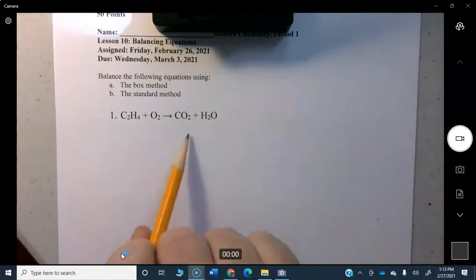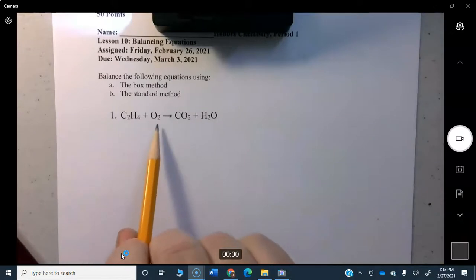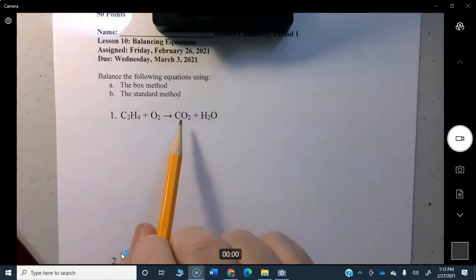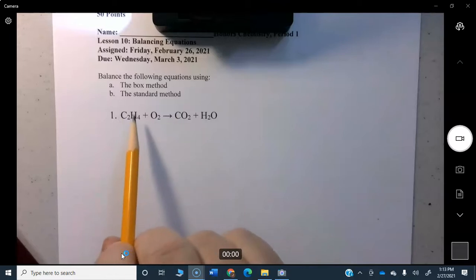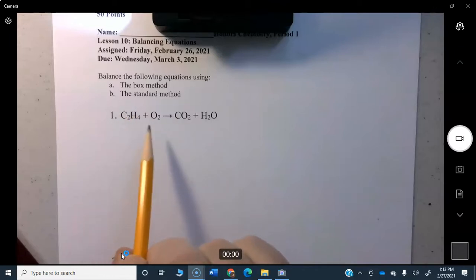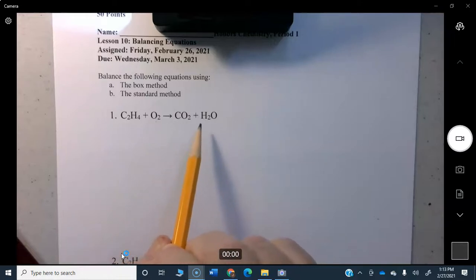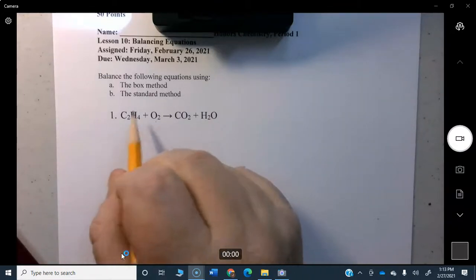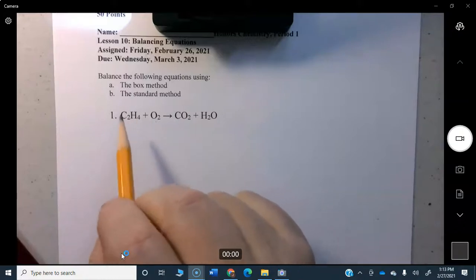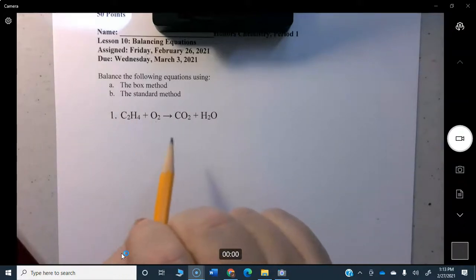Okay, so I'm going to take this equation, ethylene plus oxygen produces carbon dioxide and water. Anytime you have a hydrocarbon or a carbohydrate that combusts with oxygen to produce carbon dioxide and water, it's a very common reaction. In chemistry, it's called a combustion reaction. It basically means something's burning. This is what a machine of some sort would use to produce heat or light. Okay, so here we go.